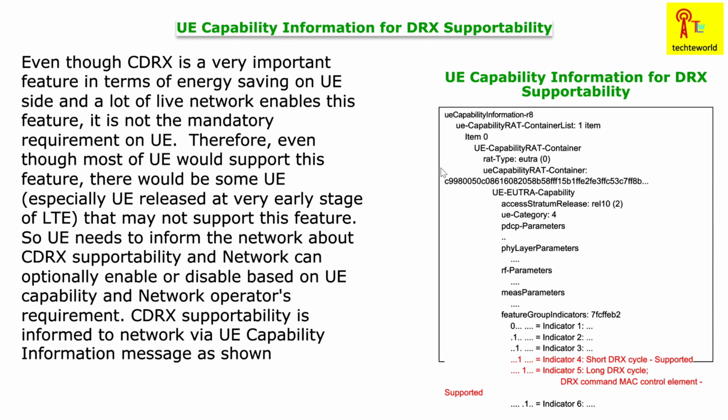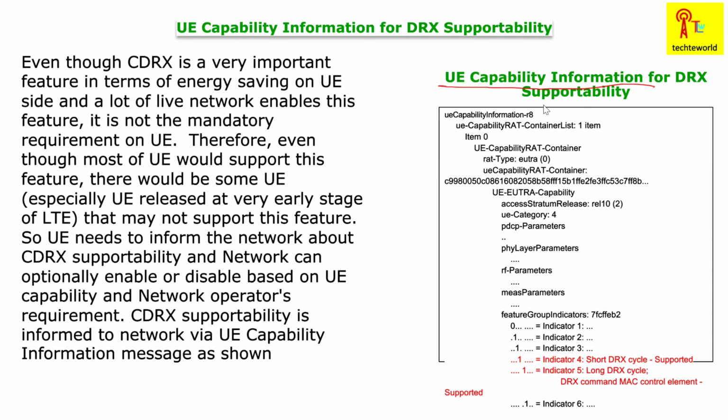The next point is that the UE also tells the network about its supportability for DRX. Though DRX is a very important parameter needed for energy saving in the UE, there can be a situation where some UE might not support it, or there can be some parameters in DRX which a particular UE supports and some it doesn't. All this information will be sent in a message called UE capability information.